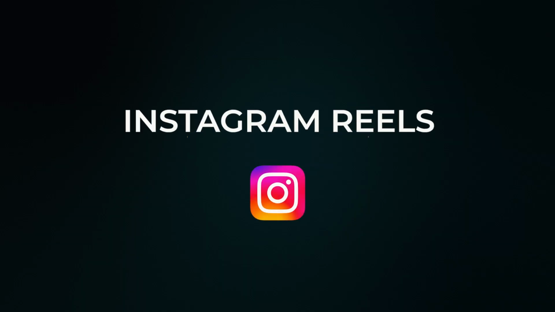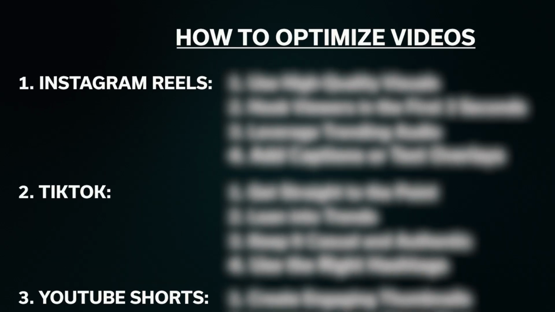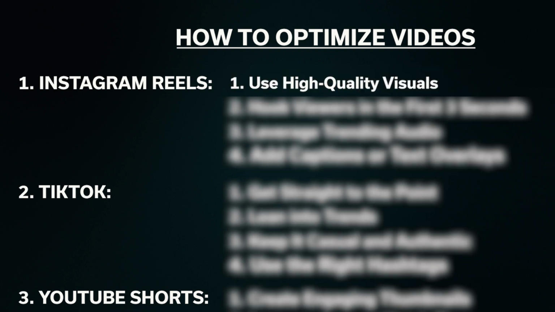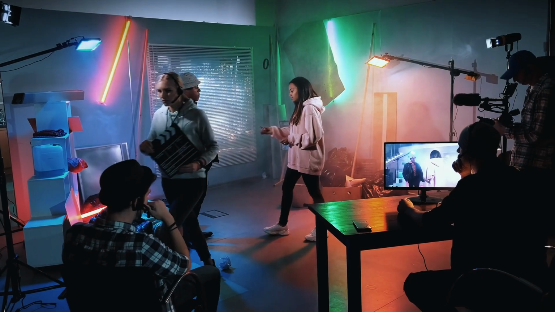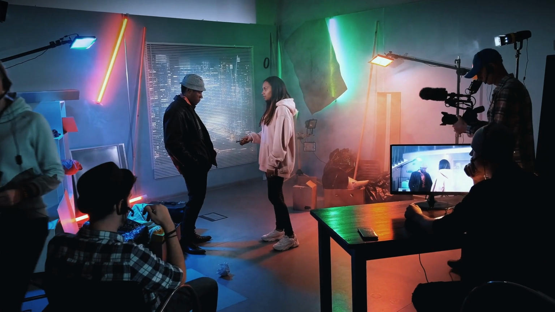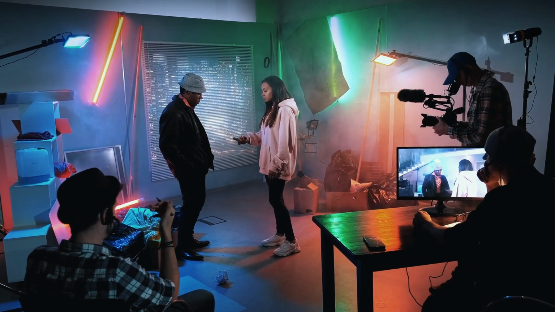Instagram is known for its high quality visuals, and its audience skews slightly older than TikTok, with a strong focus on aesthetics and lifestyle content. Now here are some specific tips to optimize your videos for Instagram Reels. Number one is use high quality visuals. Instagram viewers are drawn to polished, professional looking content. Make sure your videos are shot in high resolution with good lighting and clean visuals.